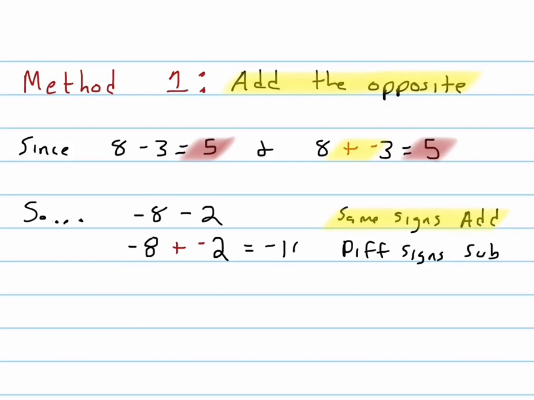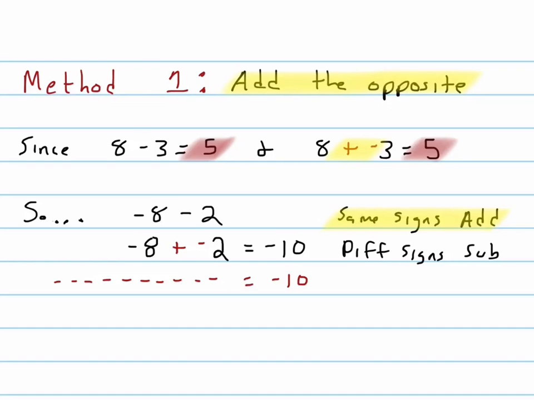negative 10. And if you wanted to draw out all the negatives, you can just see 1, 2, 3, 4, 5, 6, 7, 8. There's 8 negatives and then 2 more, which equals negative 10. So there's nothing canceling out because we have no positives. So it just makes negative 10.